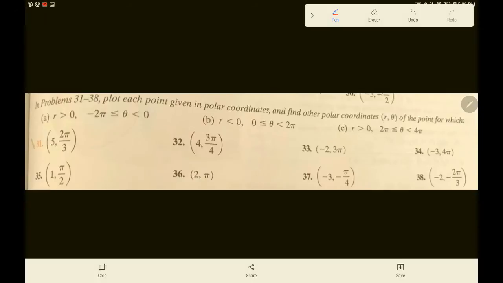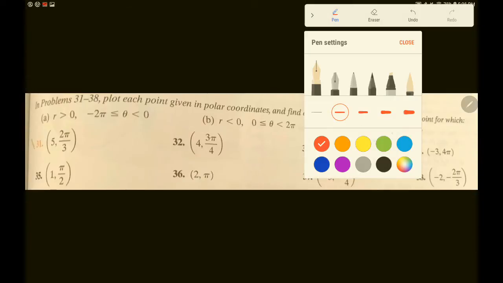So let me see what color I want to write with. Let's write with a nice blue.